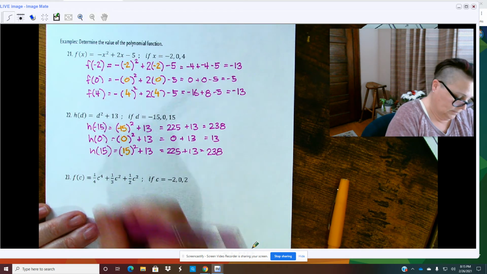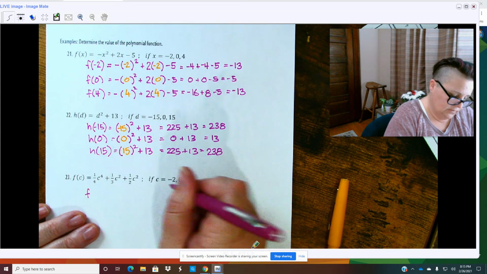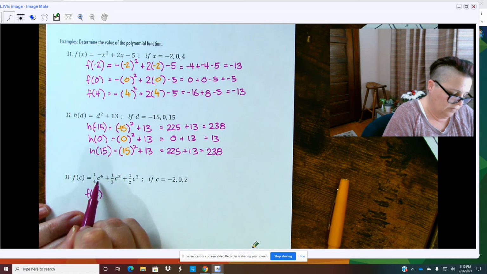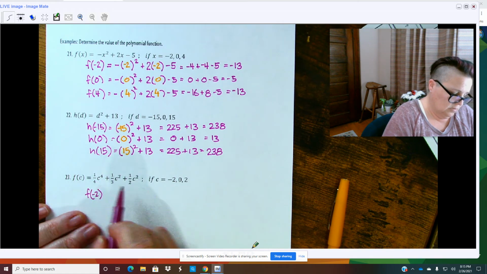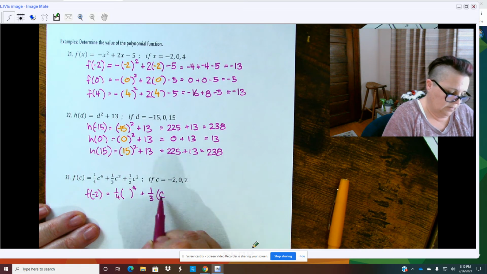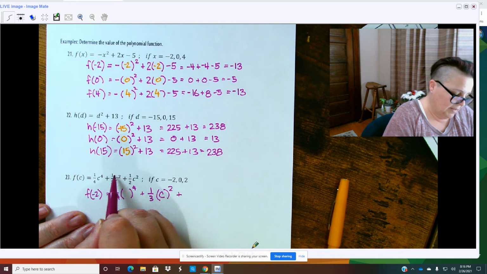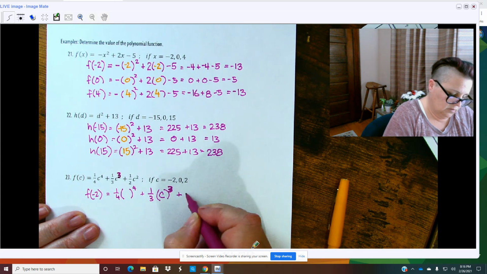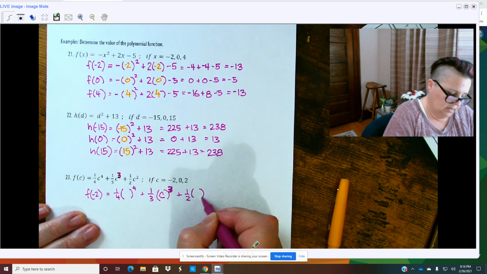Okay, let's go. So I need to do f of negative 2, which means I'm going to put a negative 2 in wherever there was a c. So this is going to be 1/4 of a negative 2 to the 4th plus 1/3. Oops, I didn't want to do that. Negative 2 squared. I think I meant for that to be cubed. I'm going to switch that to cubed. So that's going to be negative 2 cubed plus 1/2 a negative 2 squared.